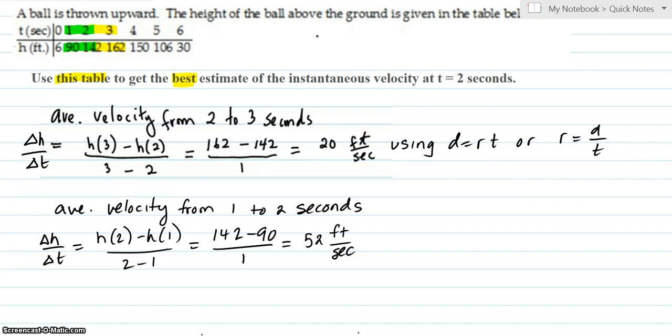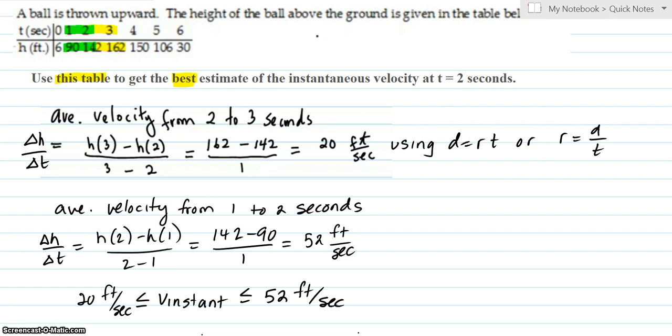So obviously the ball is slowing down as you throw the ball upward. So at the beginning, between 1 and 2 seconds, it was going at 52 feet per second. And the next second, from 2 to 3 seconds, it was going 20 feet per second. So there's a lot of difference there. So to get a better estimate than 20 feet per second, I know that the instantaneous velocity has to be somewhere in between 20 feet per second and 52 feet per second.